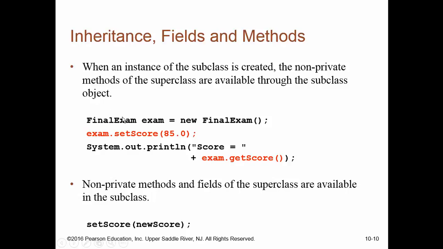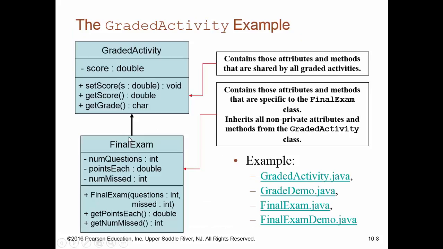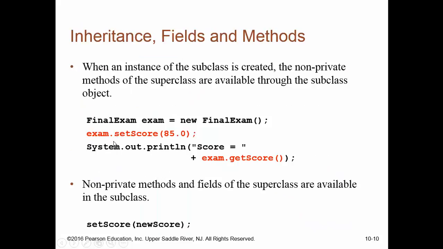So we've got final exam equals new final exam. Then notice we call exam.setScore. Well, why am I showing you that? Because there's the exam, but setScore, they're calling it, even though it's part of graded activity, we can call it from final exam because it's public. Same with getScore. Non-private methods and fields of the superclass are available in the subclass.